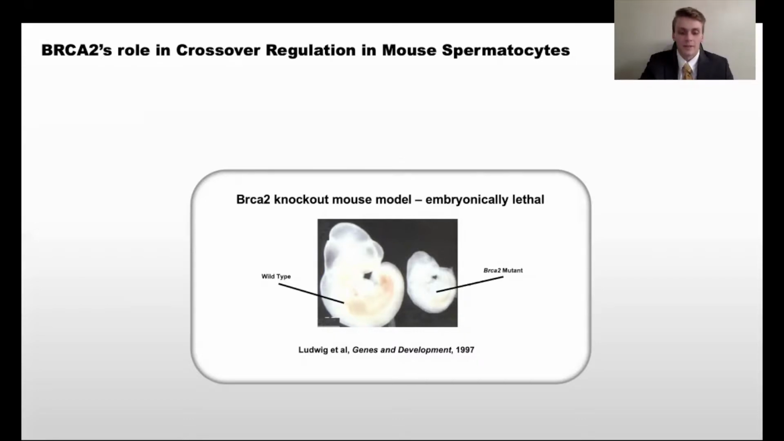So we instead used conditional mutants, which made use of a transgene called Cre recombinase to mutate the BRCA2 gene. This allowed mouse spermatocytes to have the same BRCA2 genotype as traditional knockout mutants, but without the embryonic lethality. Let's take a look at how this process works.